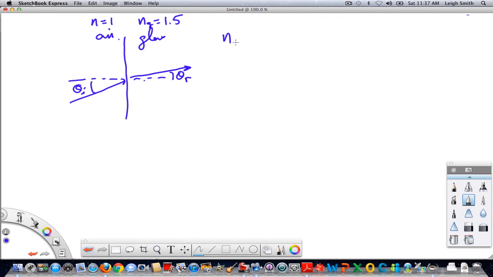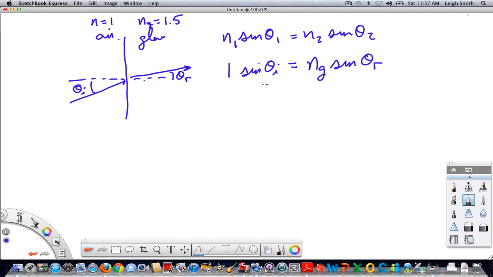So in other words, n1 sine theta 1 is equal to n2 sine theta 2. So in this case, basically you have 1 times the sine of the incident angle, and you have the glass and also basically the refracted angle. And again, since for any material the index goes up, that means that the angle has to decrease, and so it bends towards the normal.